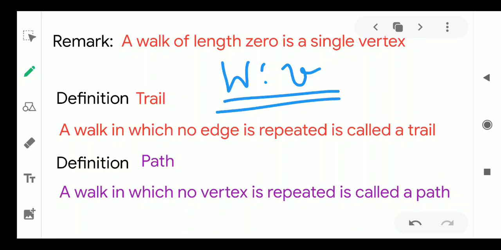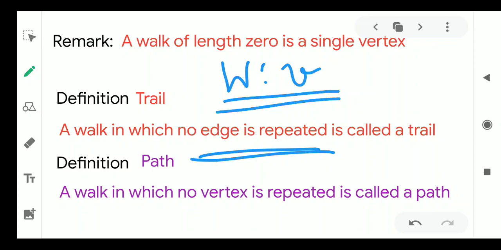Okay. Trail is the next definition. Walk in which no edge is repeated. Very carefully understand. If you have a walk in which no edge is repeated, that kind of walk is called a trail. Trail will come in a later chapter when we deal with Eulerian graphs. Okay. So for that definition, we have to wait for some time when that chapter comes up.